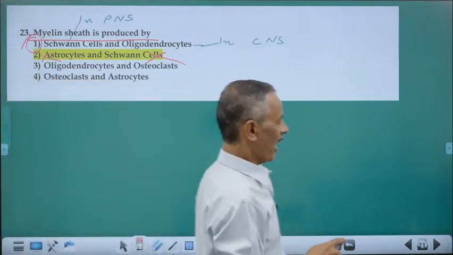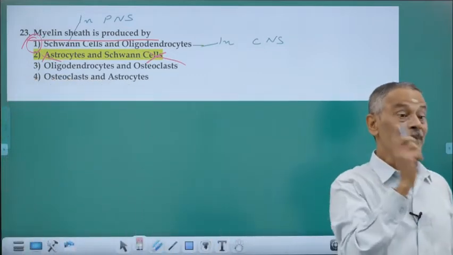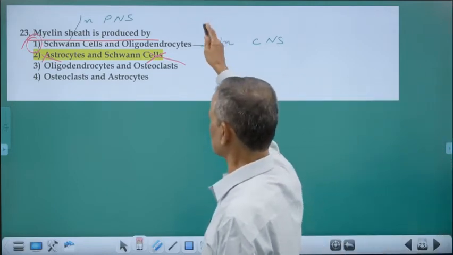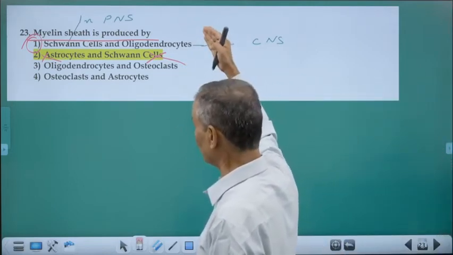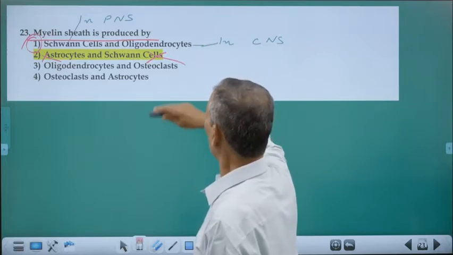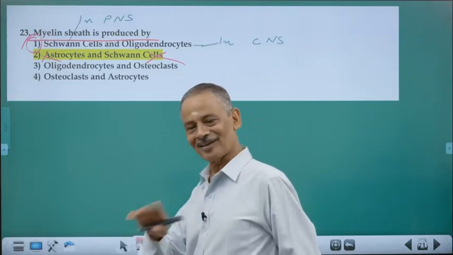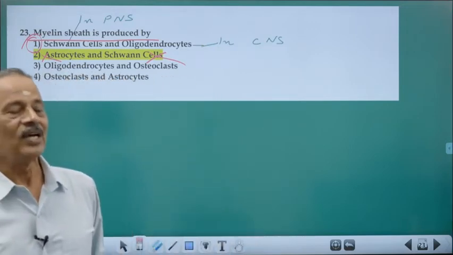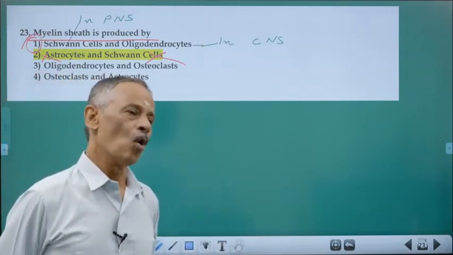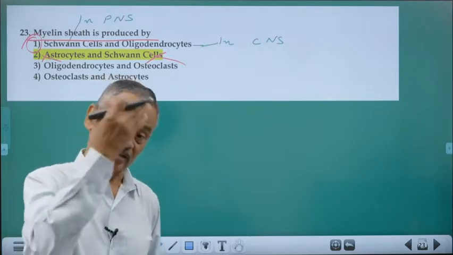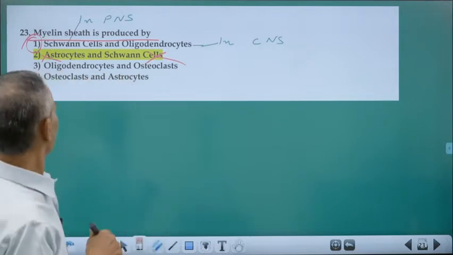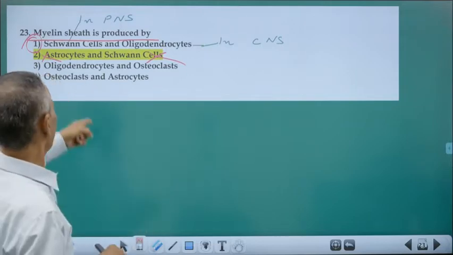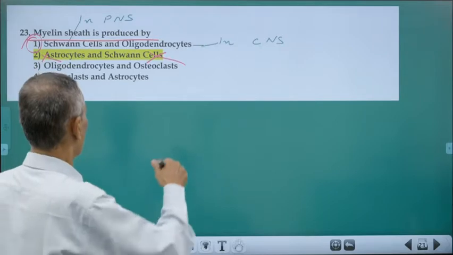Astrocytes are acting as the blood-brain barrier. Astrocytes are the largest of the glia cells. Osteoclast cells are not at all a nerve cell or a glia cell. They are the cells present in the bone which are responsible for resorption, removal of the calcium. And osteoclast and osteoblast are opposite in action. So, never osteoclast.